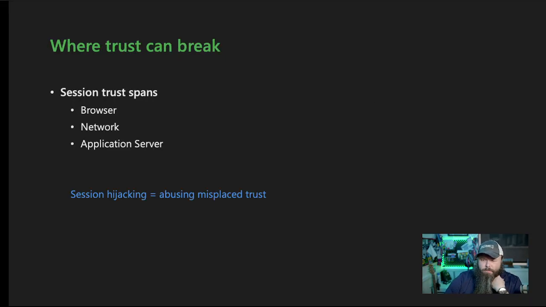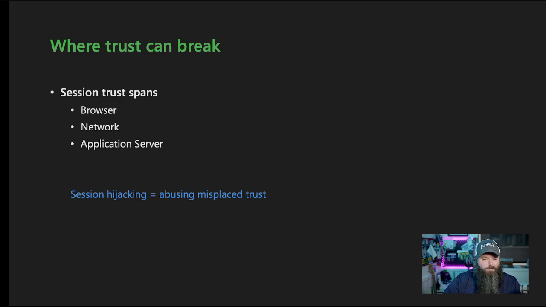So where can we break trust here? In the end, the session spans the browser, because it's sending the cookie. It spans the network because it's transiting the data, and it is also present in the server there. So where can we break trust? We can break trust in any one of these areas.